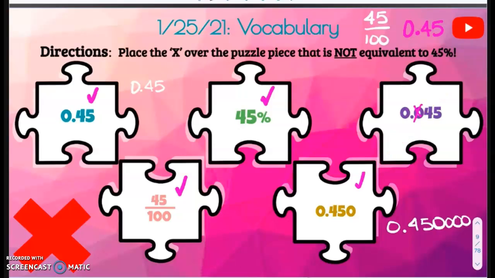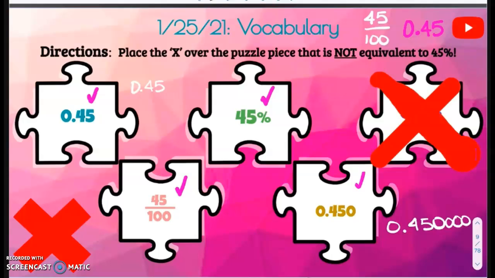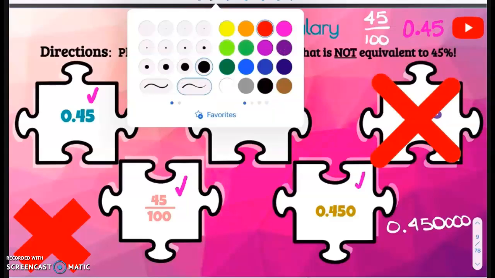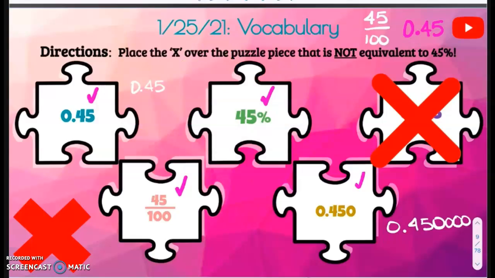Ooh. We are going to have to X this one. Ooh, there we go. Why won't that do it? Yes. Awesome. So we are going to have to X that one. And that is going to be it for our vocab. Great job.